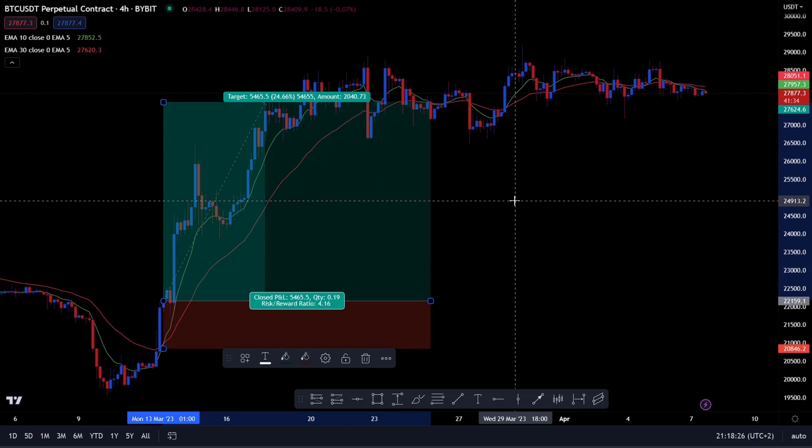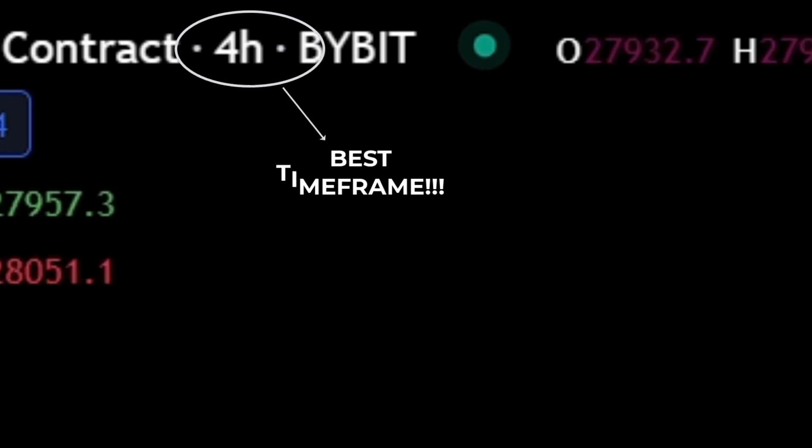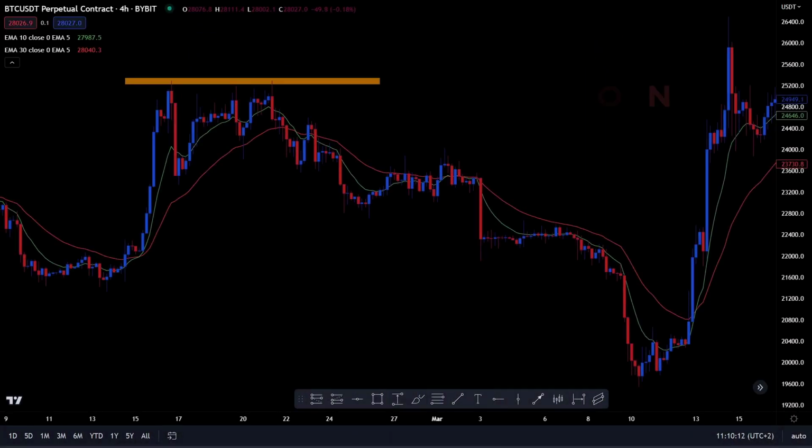I would like to note the most suitable time frame for implementing this signal strategy. Having conducted thorough backtesting for several weeks, we have concluded that the optimal time frame for this strategy is the 4-hour time frame. In the next example, we will study a sell position.